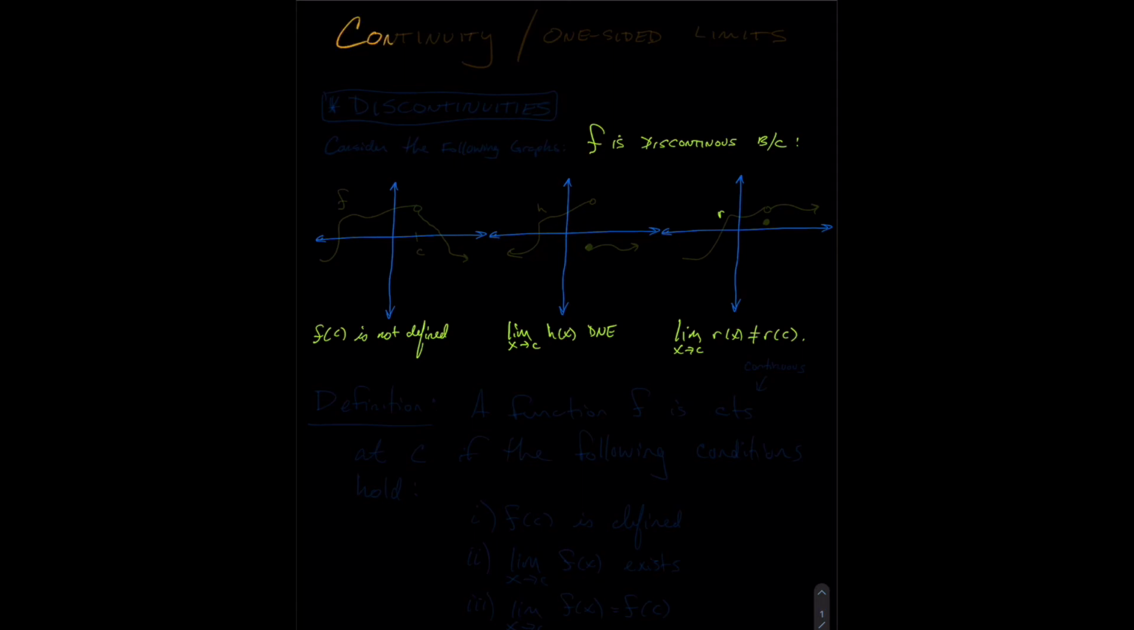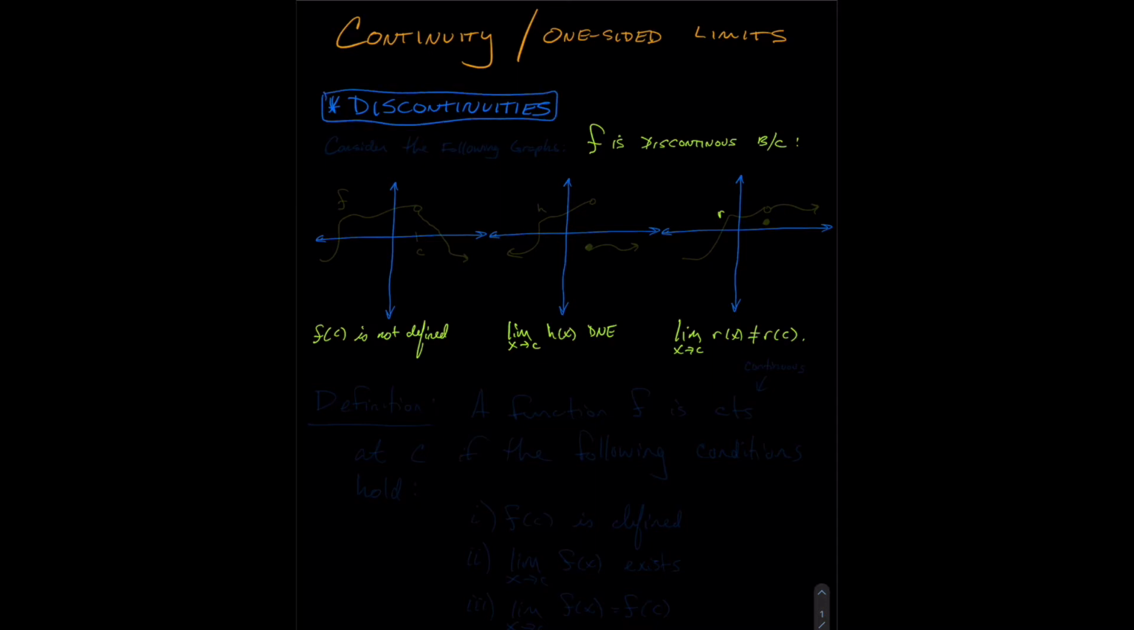Okay, so we want to talk about continuity, which between that and infinite limits is going to be the last thing that we look at. So the most important thing is going to be discontinuity in this section. So we want to take a look at these three types of graphs here where we're going to see discontinuities.